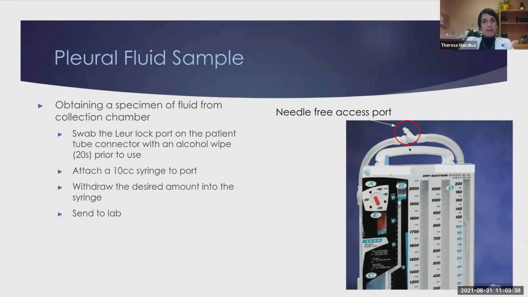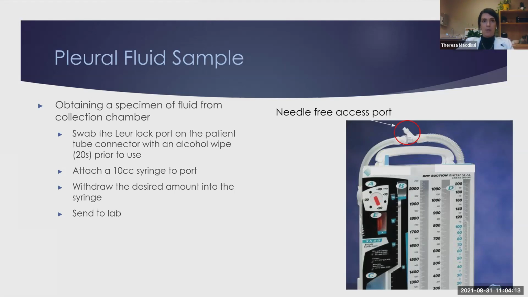This is where you could get a sample of the pleural fluid that they want sent down. So you'll swab that little needle-free access port, it's a Luer lock port, with an alcohol wipe, usually for about 20 seconds. Then you can attach a 10 cc syringe to that port site and withdraw the amount needed for testing. Put it in a biohazard bag with labeling for the patient's information, and then you can send it down to lab and they're able to do any of the pleural fluid analysis that was ordered.